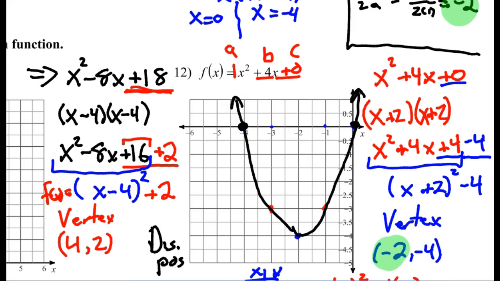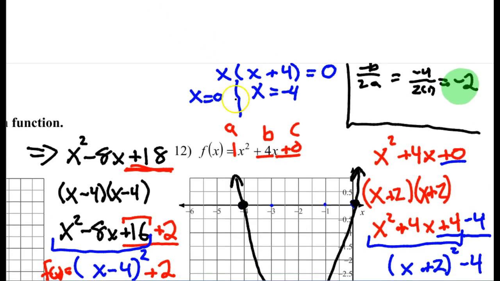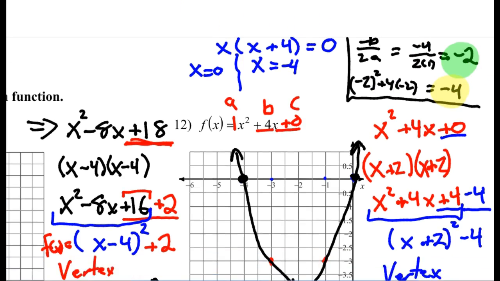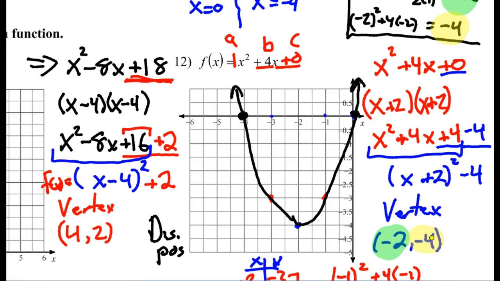And we can plug in -2 into the original equation, or the factored version, doesn't matter. -2 squared plus 4 times -2. Right? That's 4 minus 8. 4 minus 8 is -4. So you can see, we already learned how to find the vertex one way, and it should match your vertex form. So this is like a check.